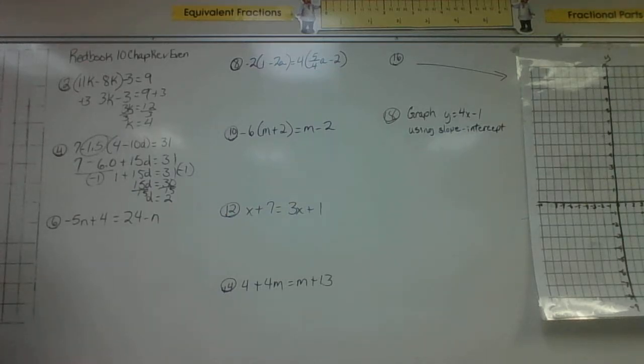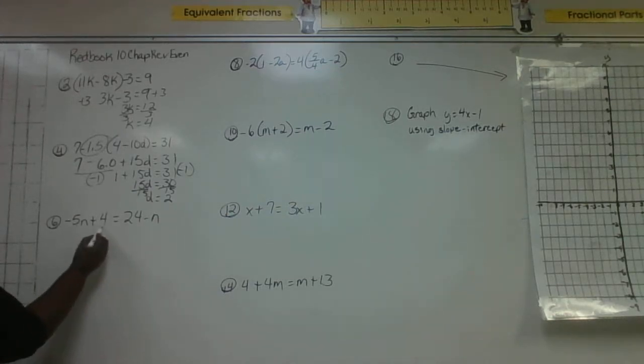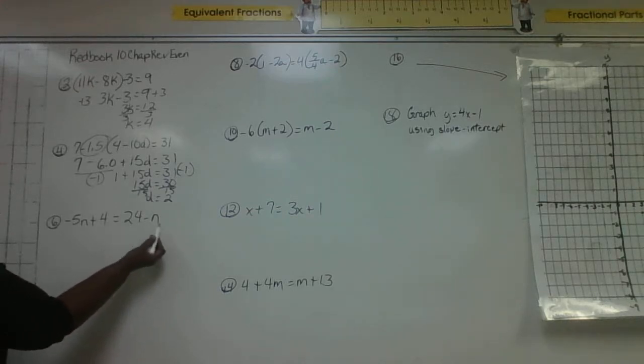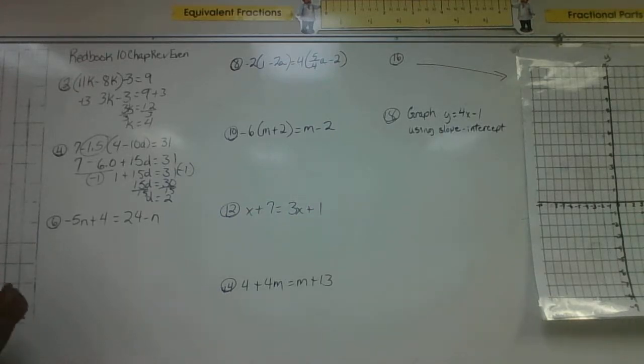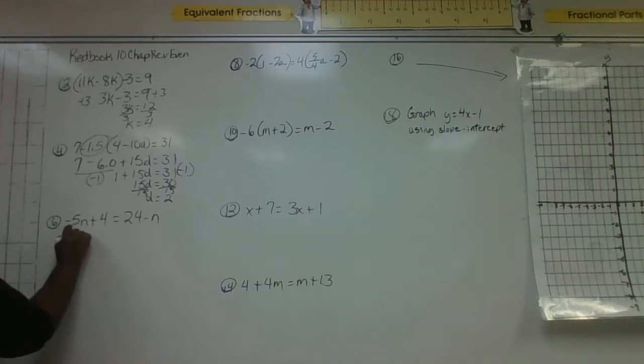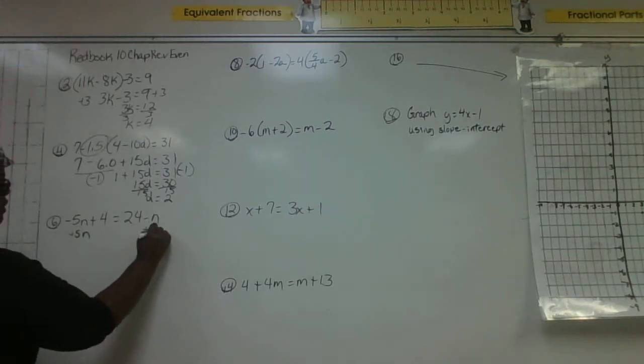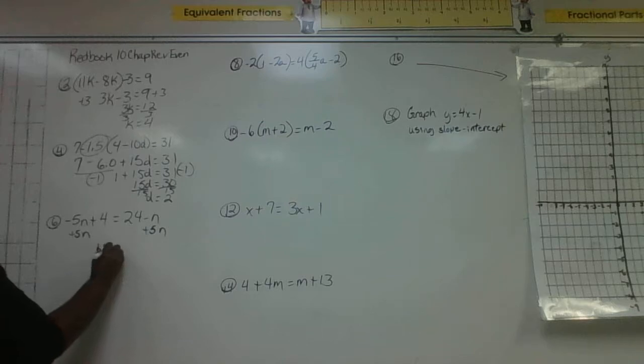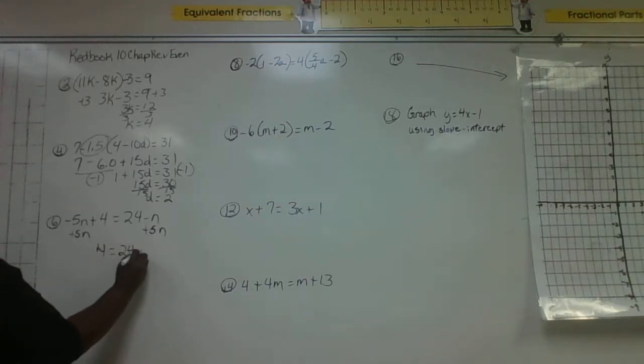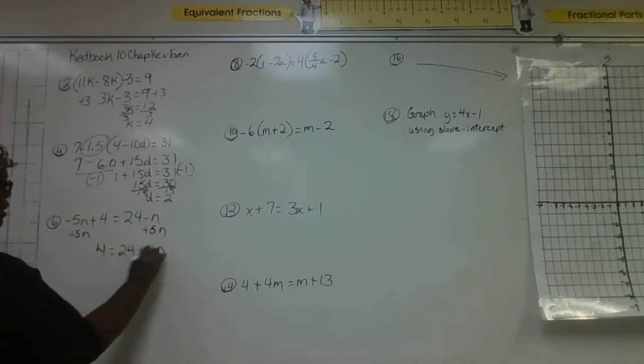Here we have 5n plus 4, and then 24 minus n. So we need to do some combining, okay? So what I want to do is move the 5n over. That's going to make it plus 5n on this side, plus 5n on this side. So 4 is going to be equal to 24, and that's going to be plus 4n.